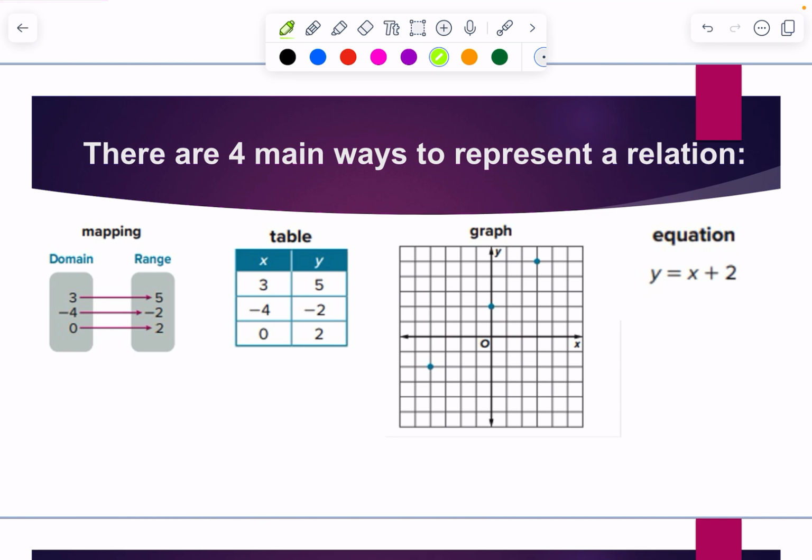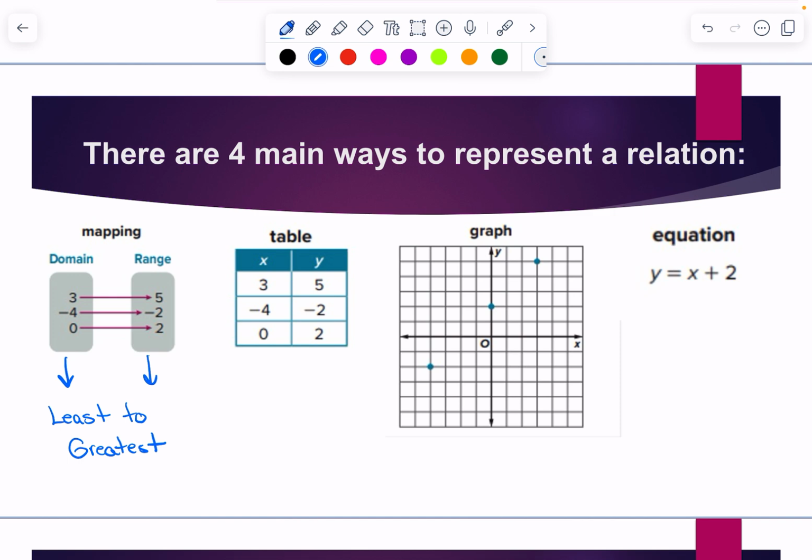All right, there are 4 main ways that we use to represent a relation. We will be addressing 3 of those today. The first one is the mapping. And all we do on a mapping is we have this bubble for our domains, we have a bubble for our ranges, and we draw the arrow to show the relationship. Typically, we like to write our domain and our range from least to greatest. It just makes it easier, just list it out least to greatest.